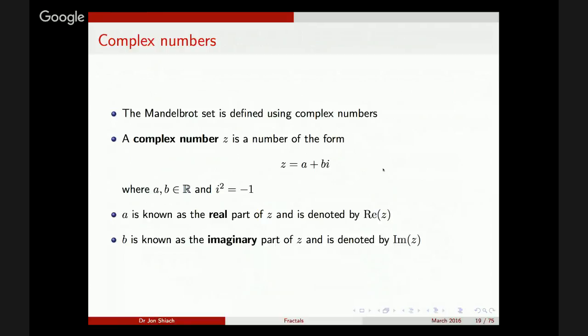So we write complex numbers down. So z is my complex number. a is my real part, and that's denoted by Re(z), or the real part of z. b is called the imaginary part, and that's called Im(z), or the imaginary part of z.